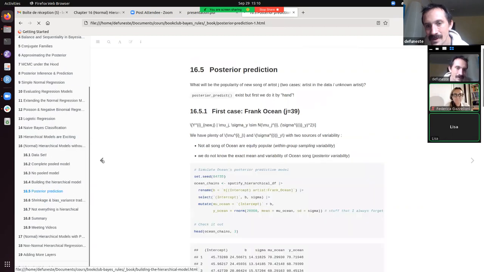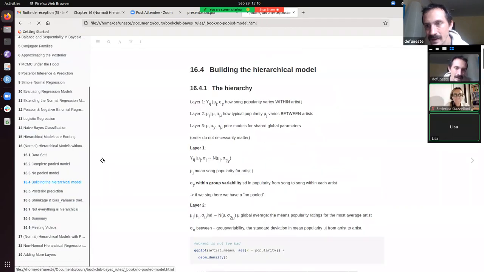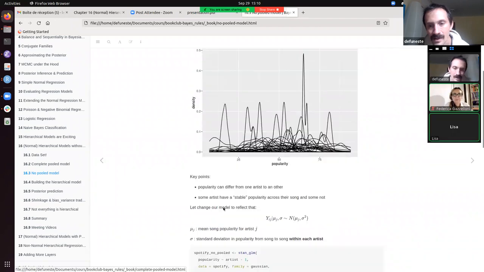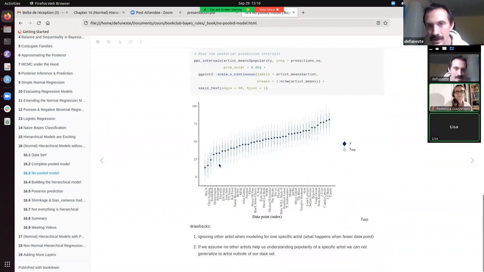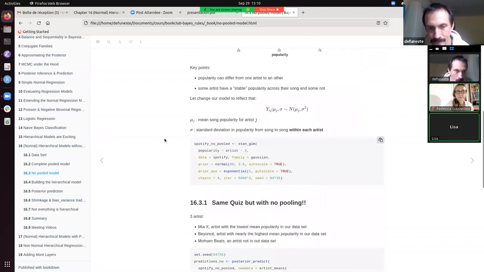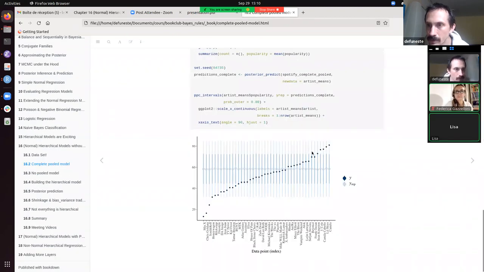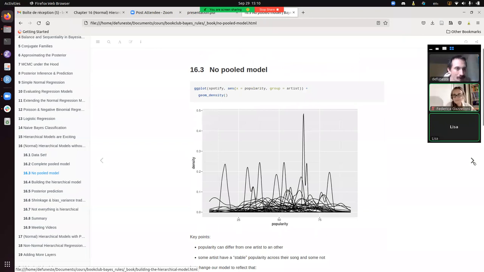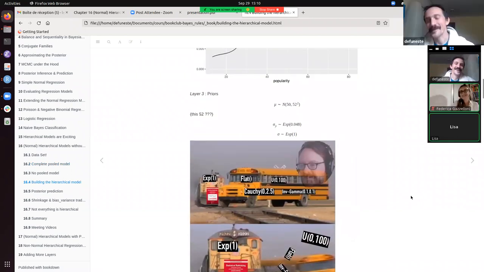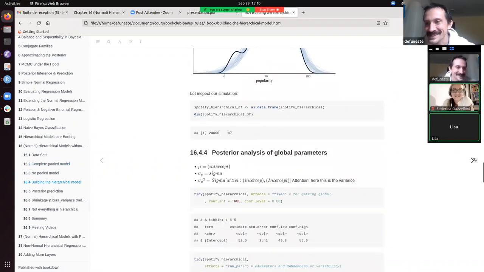If it helps, if you have to pick, let's go back here. This is one, the no pool. And this is the complete pool. Which one has low variability and which one has high variability? Okay, I give it: the complete pool.